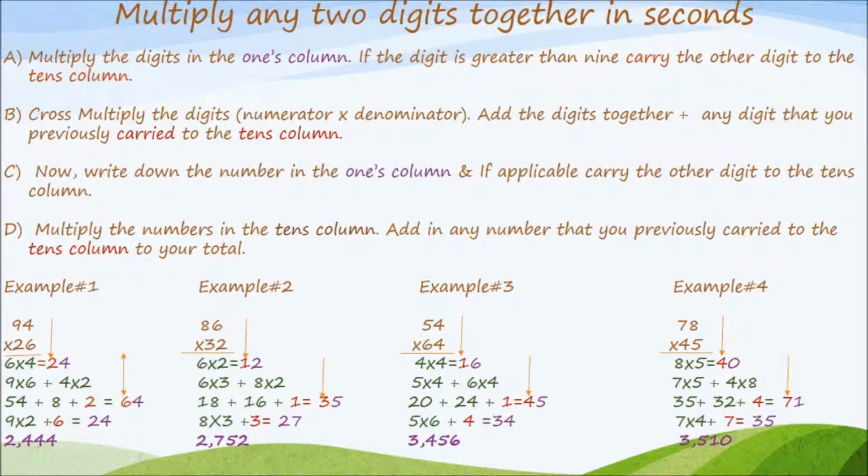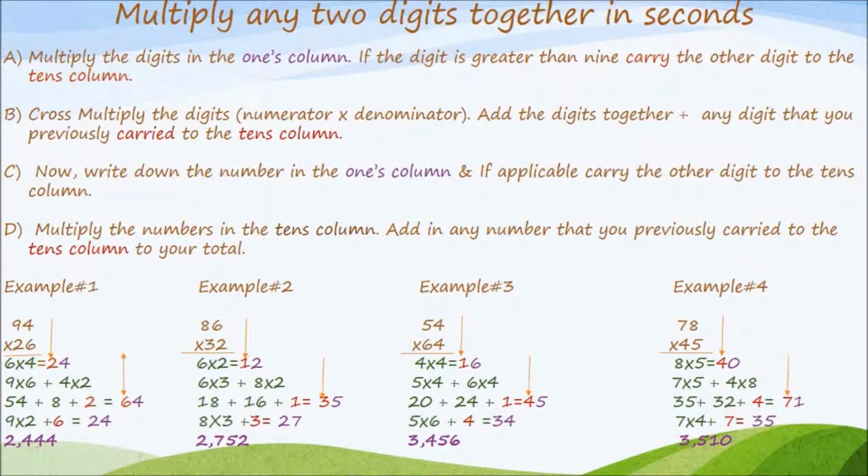Let's do another example. Example 2. We're going to multiply 86 times 32. Here are the rules again. First, let's multiply the digits in the ones columns. We have 6 times 2 is equal to 12. Let's write down that 2. Let's go and carry that 1 to the tens column.